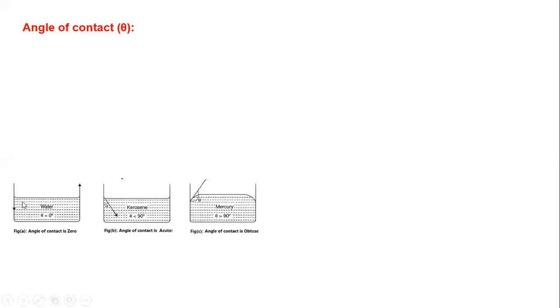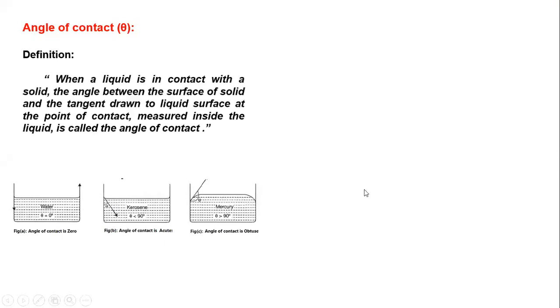The angle between the solid surface and the curved surface of the liquid at the point of contact is the angle of contact. Okay, it is the angle between these two. You can see this solid surface and this curved surface. At that point, if you draw a tangent, then the angle between these two is called the angle of contact.